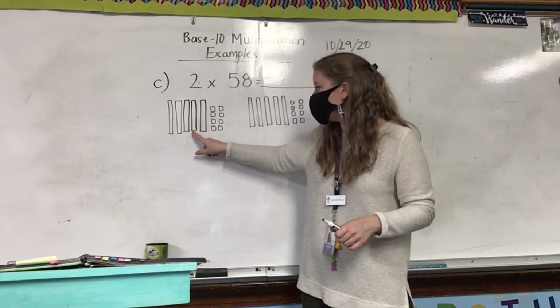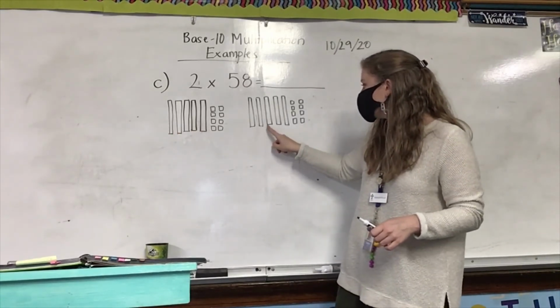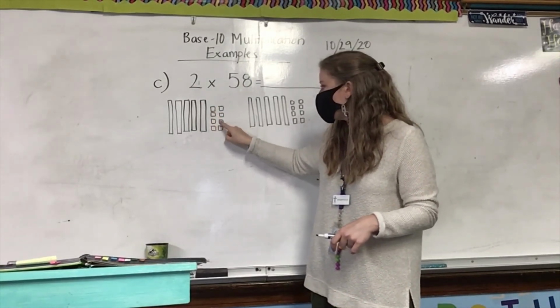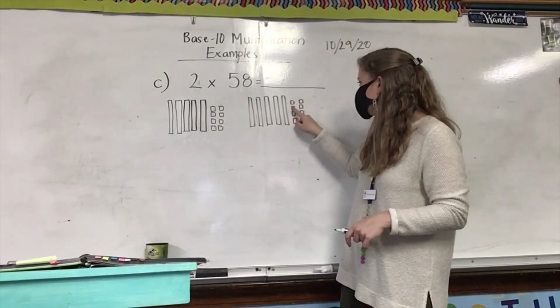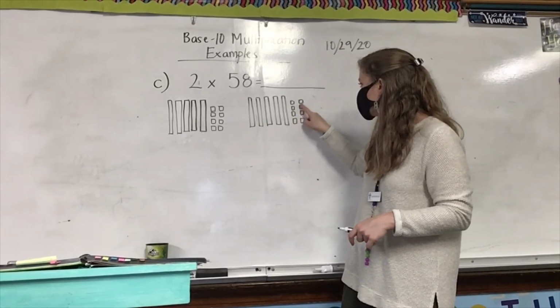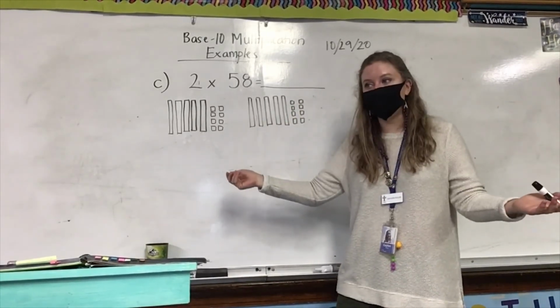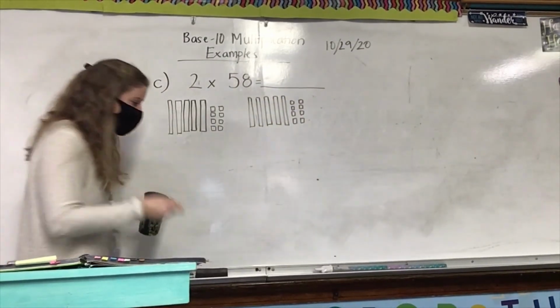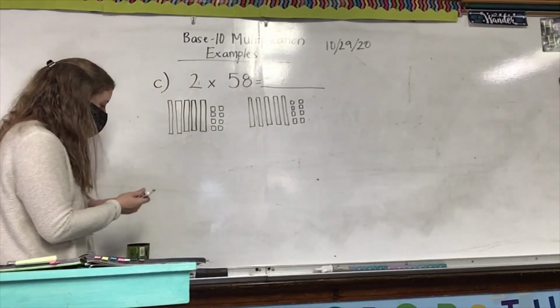1, 2, 3, 4, 5. 1, 2, 3, 4, 5. 1, 2, 3, 4, 5, 6, 7, 8. 1, 2, 3, 4, 5, 6, 7, 8. Do I have it right, Kingston? Good. So now I can move on to the next step. Carla, what is the next step?